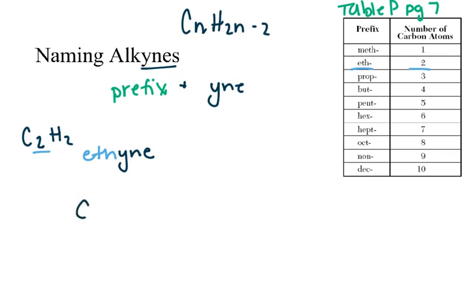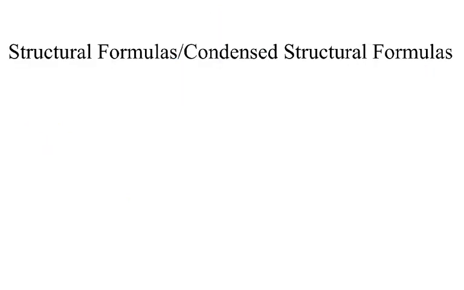So let's look at one more before we move on to structural formula. C3H4. We're going to look for 3. 3 is prop. So we're going to do prop plus our ending of -yne, propyne, propine. You can pronounce it either way. I'm not going to spend too much time on naming. It's the same concept as alkanes and alkenes. But we're going to talk quickly about the structural and condensed formulas. So, same thing. If you see a number, that's where the triple bond is.